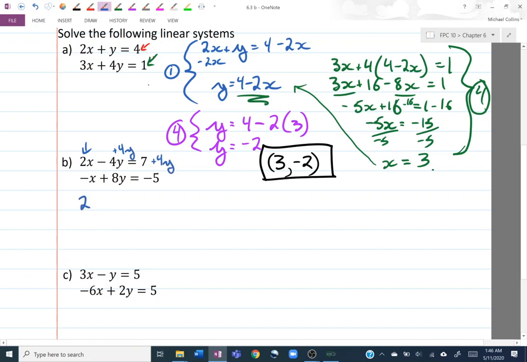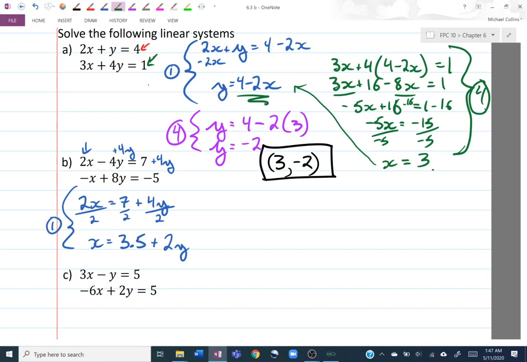And I get a 2x. Negative 4y plus 4y is 0. Is equal to 7 plus 4y. Then I'm going to divide everything by 2. So I get left with x is equal to either 7 halves or 3.5, it's up to you, plus 4 divided by 2 is 2y. So again, this was step 1.